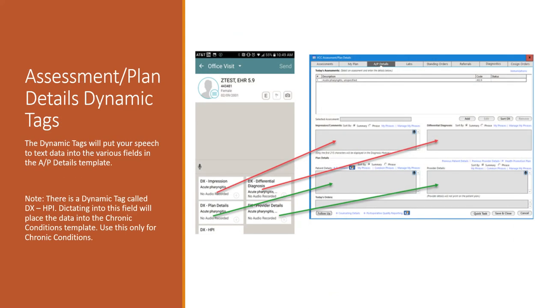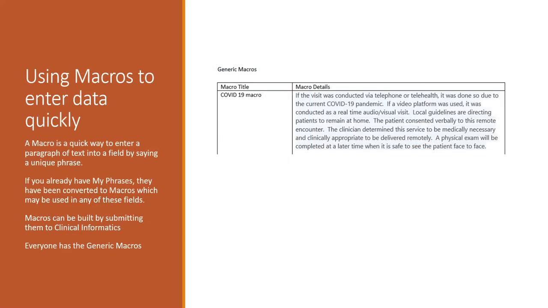Dynamic tags are available once a diagnosis has been selected for the encounter. If multiple diagnoses are selected, there will be several dynamic tags, as each diagnosis code will have 4 dynamic tags available for dictation. As we can see here, each dynamic tag corresponds to its associated field in the assessment plan details template in EHR. Dictate into the dynamic tag of the field or fields you normally use in EHR.